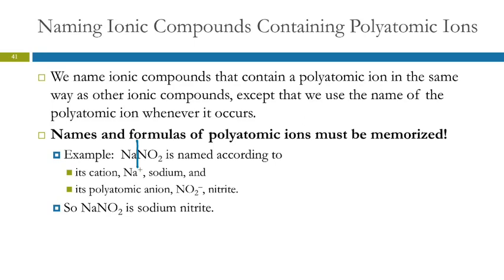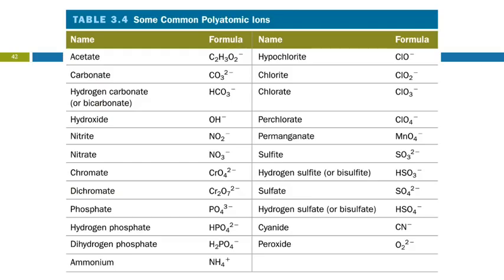And so to name the compound, we name the cation, and then we name the anion, and this is sodium nitrite. Any questions? The trickiest part there is memorizing those stupid polyatomic ions. Some common polyatomic ions. Some of these are more important than others. I'd like you to notice that ammonium is the only positive one here, so watch out for him.